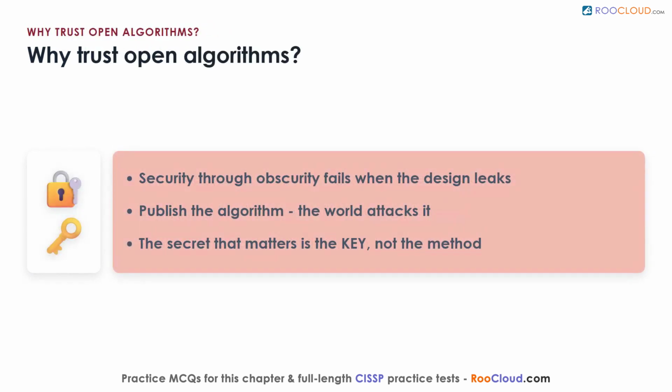Why do modern systems trust open algorithms? Because secrecy of the design turned out to be a weakness, not a strength. Early thinking said hide the algorithm, but that approach, security through obscurity, crumbles the moment the design leaks. Modern cryptography flips this. The algorithms are published for the whole world to inspect and attack. Public scrutiny finds and fixes flaws that a closed team would miss. The secret that actually matters is not the method, it is the key. Think of a bank vault whose blueprints are public, yet only the combination stays private.